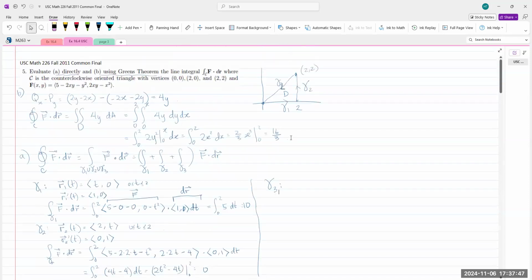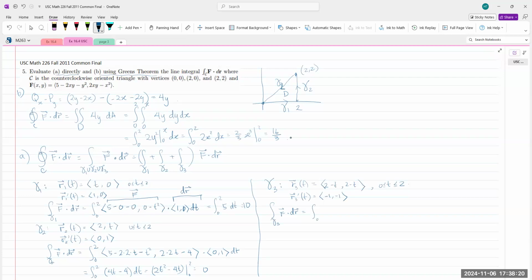Gamma 3 is parameterized by, the starting point is (2, 2). So it will be (2 minus t, 2 minus t), where t is from 0 to 2. Okay, so r3 prime of t is (negative 1, negative 1).